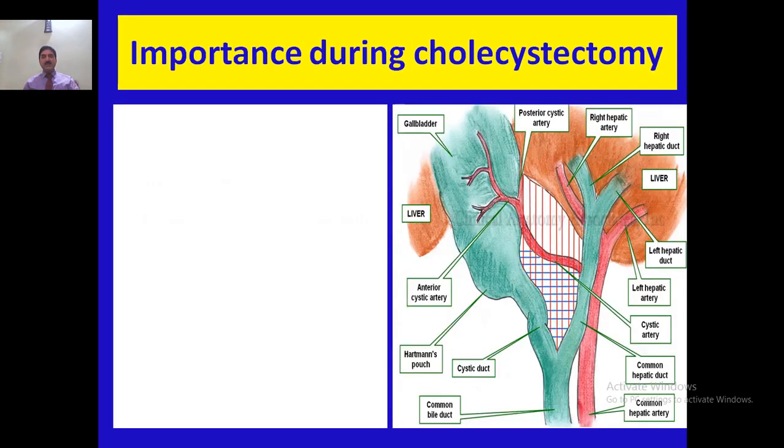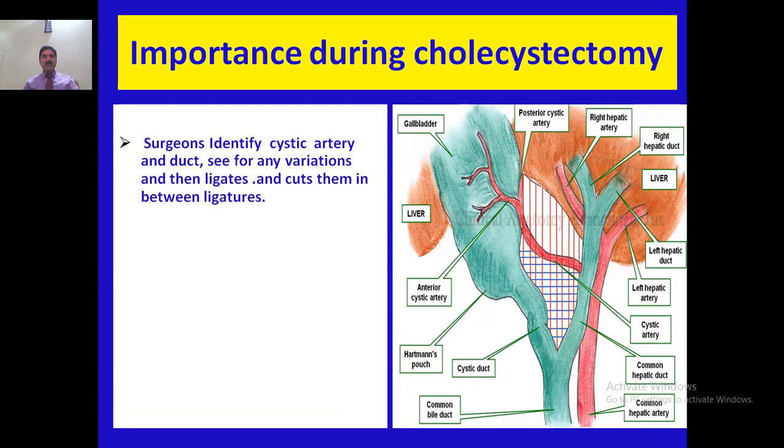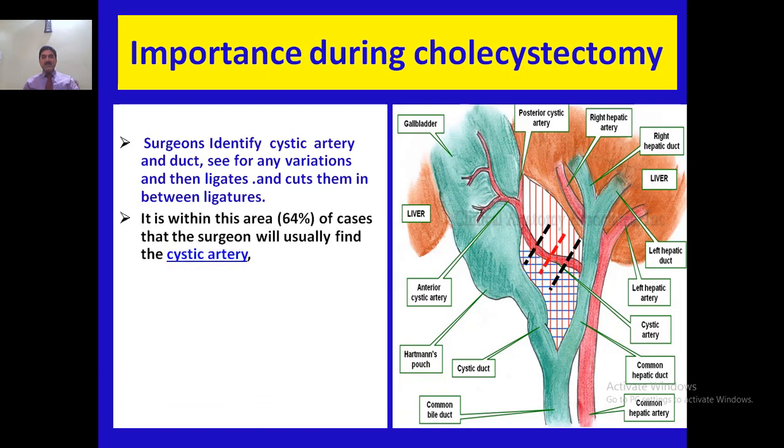Importance during cholecystectomy. During cholecystectomy, surgeons identify the cystic artery and duct, look for any variations, and then ligate these vessels and cut them in between ligatures. As shown in this figure, the surgeon first applies a ligature, then a second one, then cuts these vessels in between the ligatures. The same is true for the cystic duct.